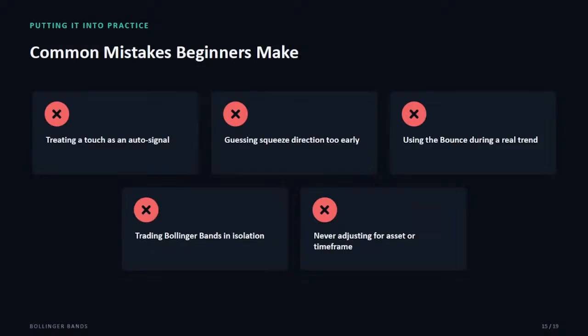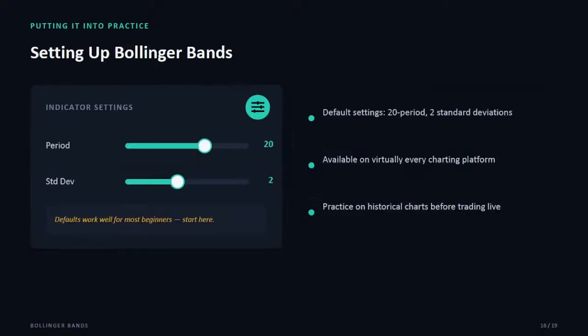Never adjusting your settings or time frame to match what you're actually trading. A setting that works well on a slow-moving index might be far too noisy for a fast-moving individual stock, and vice versa. If you can simply avoid these 5 habits, you're already ahead of a large number of beginner traders using this indicator. With those pitfalls in mind, let's get practical.